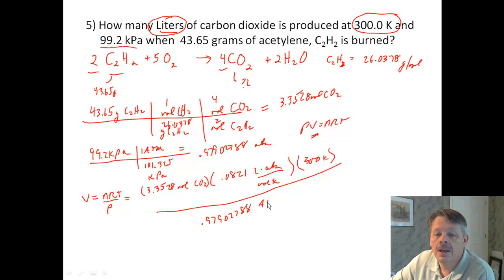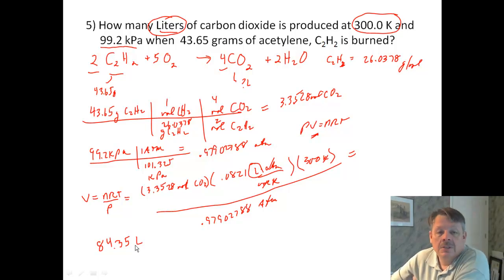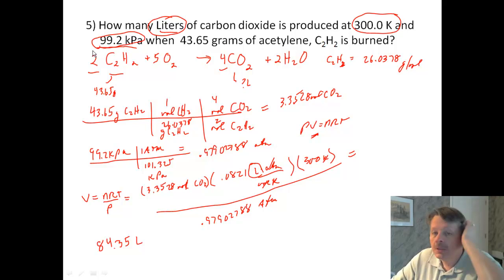0.9790278 atmospheres. My atmospheres cancel, my Kelvin cancels, my moles cancel. I am left with liters, which is exactly what I want as my answer. When I multiply it out, I get 84.35 liters. And maybe it's questionable how you get, but I'm going to guess this is probably 84.4 because I can only have 3 sig figs because of this guy up here. All right, so that should give me an answer. So about 84.4 liters. Okay.